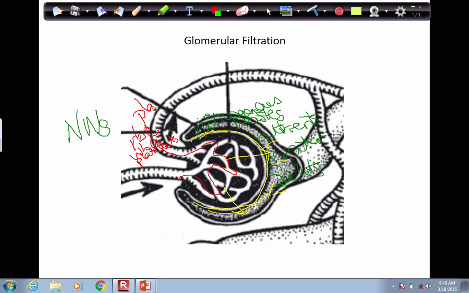So those molecules are all too large to leave the blood vessels. They cannot go through those pores. They are too large. So only small molecules end up leaving.